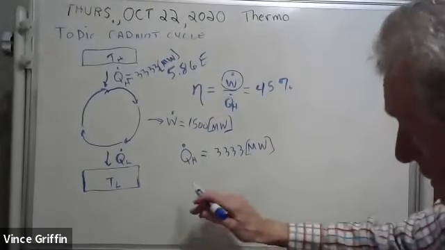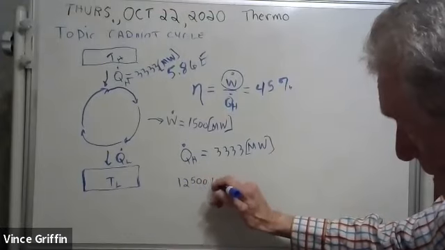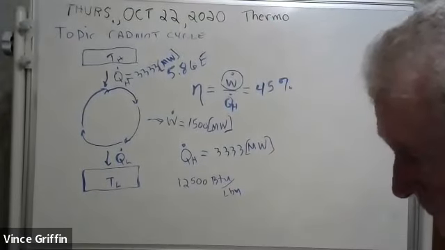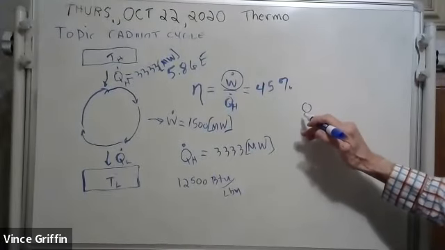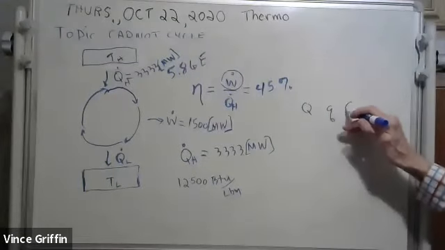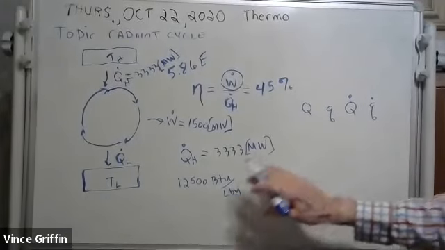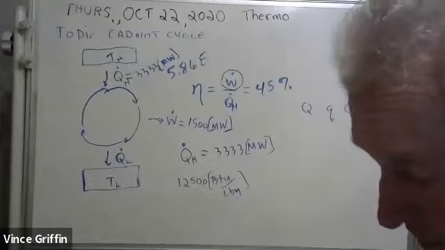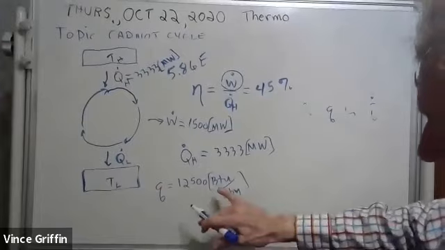Coal releases 12,500 BTUs per pound mass when it burns. Now we have to decide what that is. Is that a Q or a little q or a big Q dot or a little q dot, Mohammed? Which one of these choices is that? You can tell by the units. Which is it? It's a little q. It's the little q. It's not these. This is a little q. You can tell by the units.